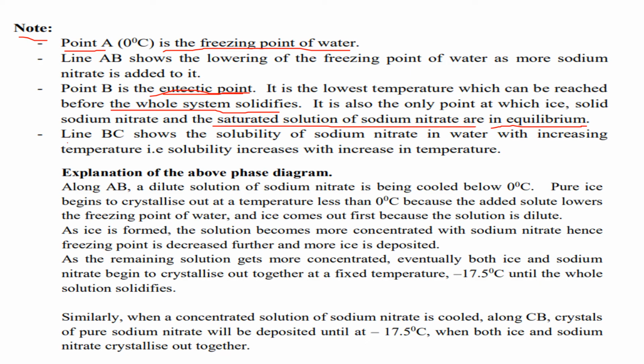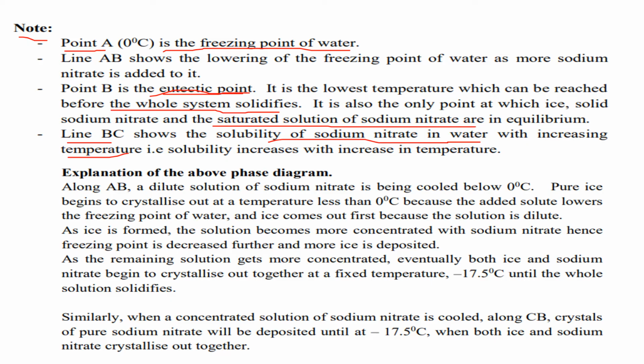Now we are saying that line BC shows solubility of sodium nitrate, and as I've explained, when you are going from B to C, when you are going up, it shows that the solubility of sodium nitrate in water increases with increasing temperature, which is the statement. That's why we are saying that solubility increases with increasing temperature. So pay attention to that. Now here are some of the explanations. Let me first clear this chart up.